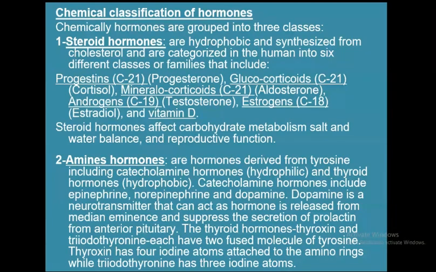But what is important in our biochemistry is the classification of hormones chemically. Chemically, hormones are classified into three groups. The first is steroid hormones, second amine hormones, the third is peptide and protein hormones. So chemically, this is the classification of hormones.